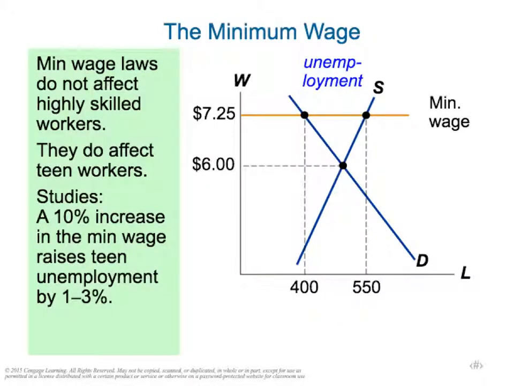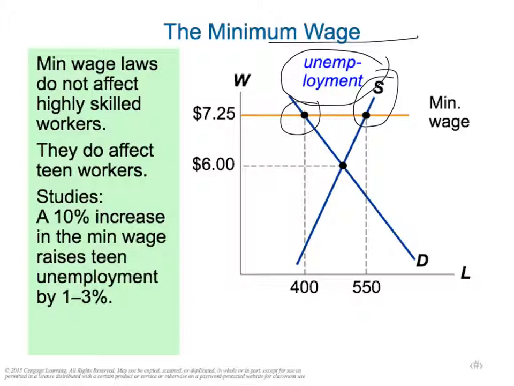Here is the result of the minimum wage. As you see, the minimum wage creates unemployment because the supply of labor is higher than the demand for labor. And the minimum wage does not affect high-skilled workers because their equilibrium wage is above it, like $15 an hour, maybe $20 an hour. So as you see, price floors do not usually affect the market if they are not binding, if they are below the equilibrium level.